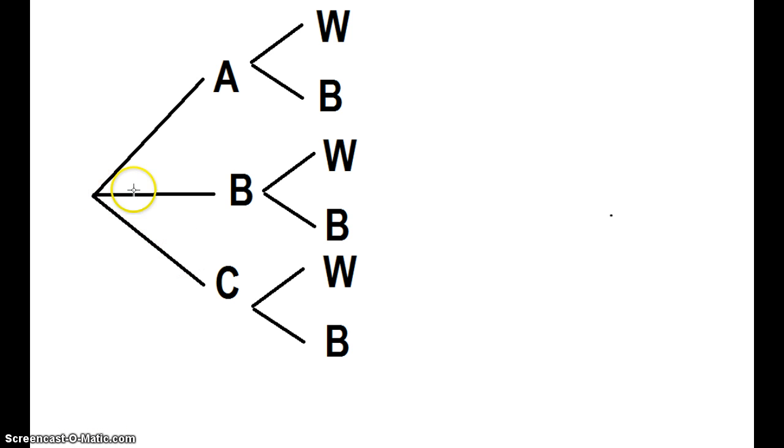We have 3 jars, jar A, jar B, and jar C, so we'll start by drawing those. You start off by choosing a jar, so you're either going to pick A, B, or C. Each jar is filled with white and black balls, so we'll add that to the tree diagram. So after you choose a jar, then you're going to select a ball. So it's either going to be white or black. No matter which jar you pick, it's either going to be white or black.